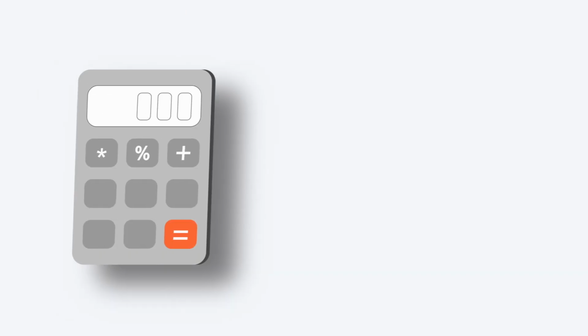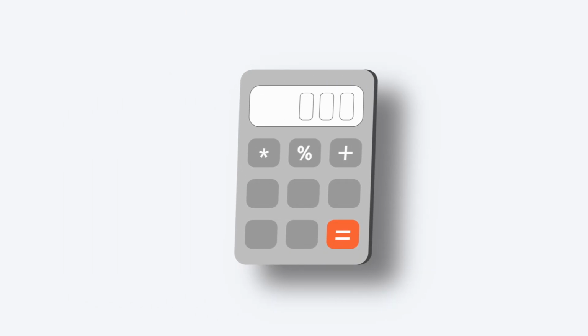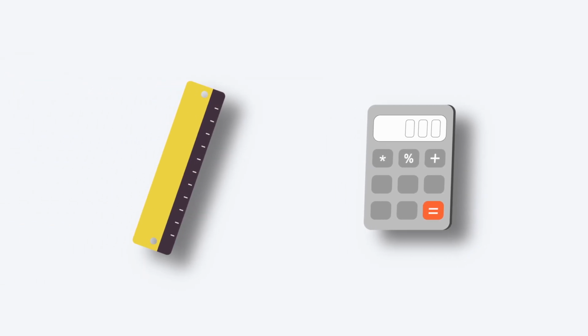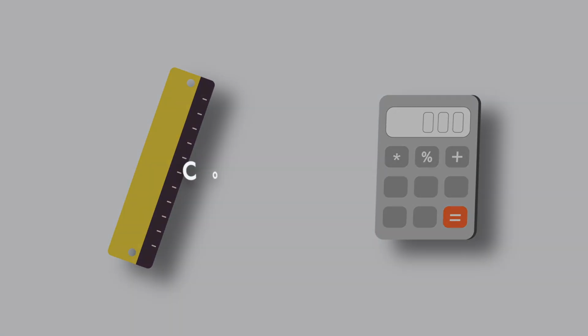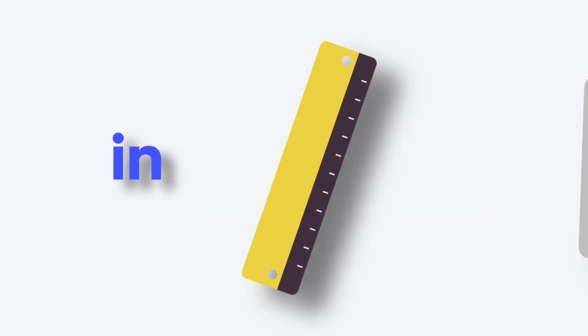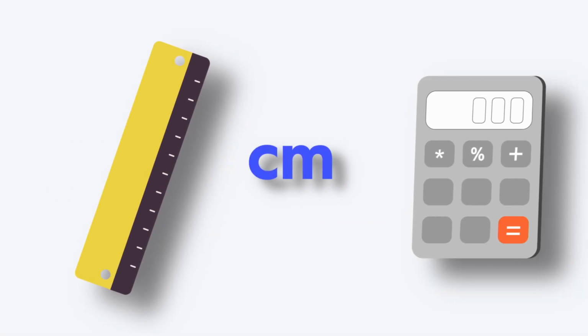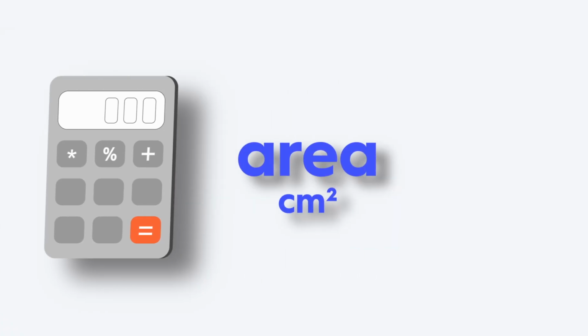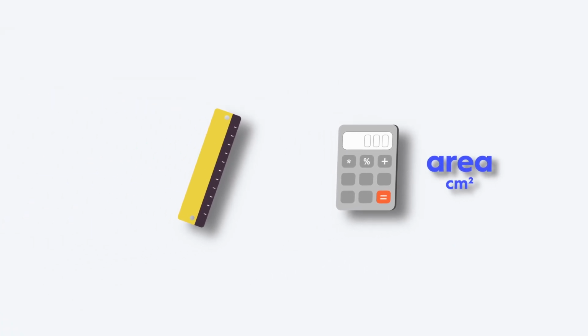Once you're comfortable with single functions, you can go further by combining them into a new one, a process called composition. For example, if one function converts inches to centimeters and another calculates area, chaining them lets you go straight from inches to metric area in one smooth step.